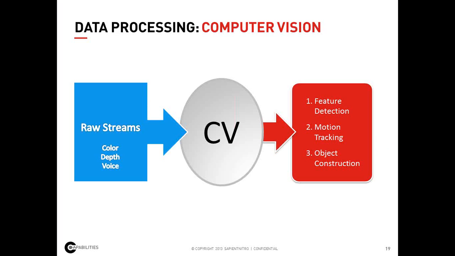Computer vision is something which does that data processing for us. It takes the raw streams, something like the color stream, depth values, voices, and it does something and gives us the information which is relevant to us, something like feature detection, motion tracking information, object construction, the visualization, and all.